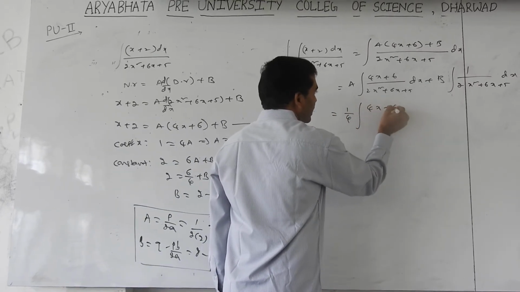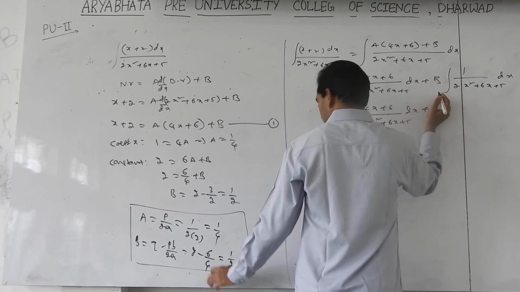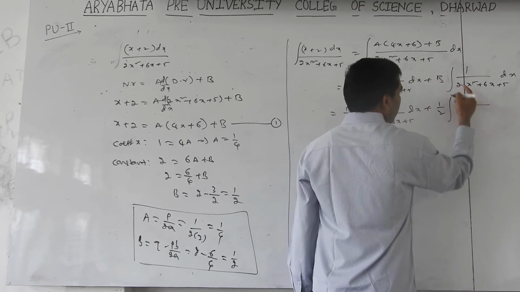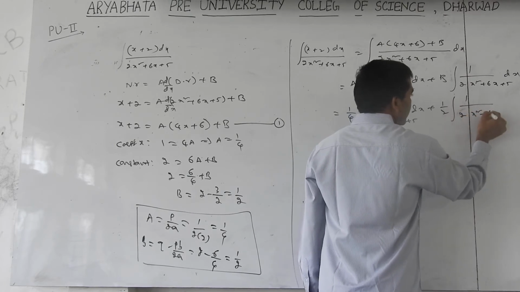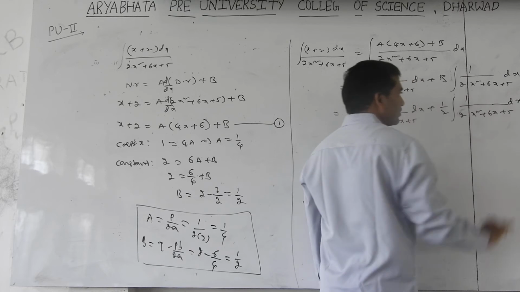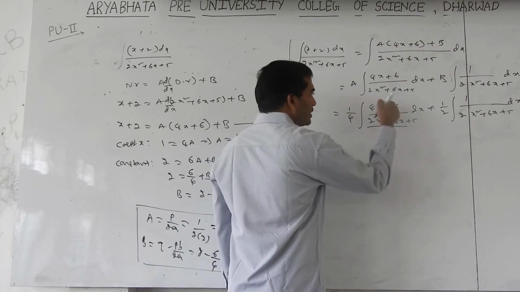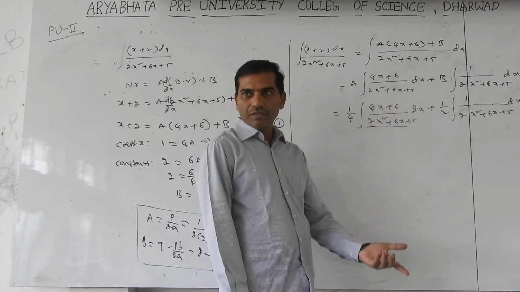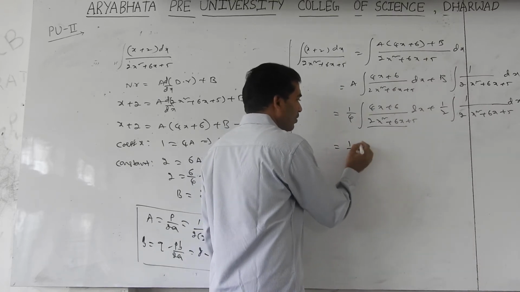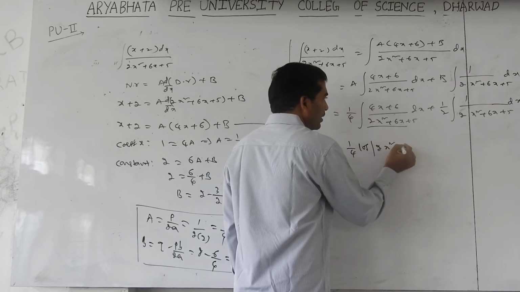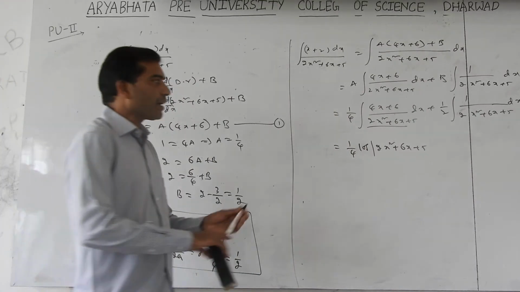Integration of 4x plus 6 by 2x square plus 6x plus 5 dx, and b is 1 by 2, integration of 1 by 2x square plus 6x plus 5 dx. Now you see, this denominator's derivative is in the numerator, so it gives the log. Then you have to simplify the other one. This is equal to 1 by 4 log of 2x square plus 6x plus 5. Before that, this also you have to simplify, by applying integration.